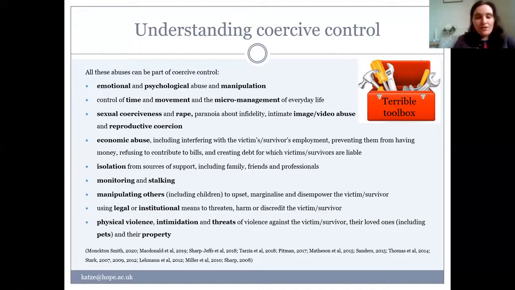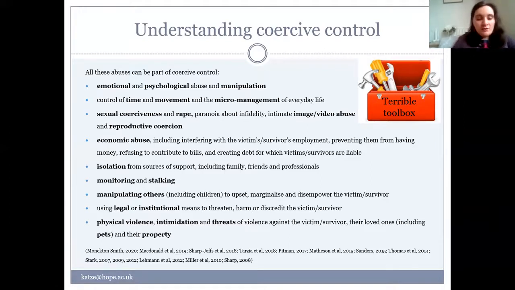And you also have economic abuse, which includes interfering with their employment, preventing them from having money, refusing to contribute to bills, or creating debts for which they are liable. Isolating them from sources of support, including family, friends, and professionals, constantly monitoring them and stalking them, which may take place during the relationship or after it, manipulating others, including any children in the family, in order to upset and marginalize and disempower the victim and survivor, using legal or institutional means to threaten, harm, or discredit the survivor, such as making false reports about them or taking them to court vexatiously over and over again.